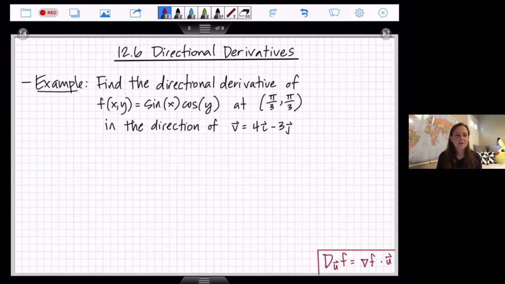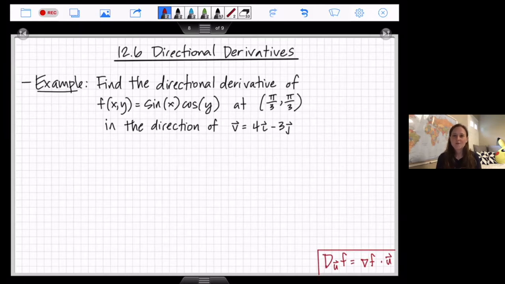All right, so we have a function, f of x y is equal to sine x times cosine y. And we're to find the directional derivative at the point pi over 3 comma pi over 3 in the direction of the vector 4, -3. So we're going to have to find the gradient of f. We know how to do that from the last video, and we're going to dot it with vector u. Now remember that u has to be a unit vector, and they gave us the vector 4, -3. It's not a unit vector.